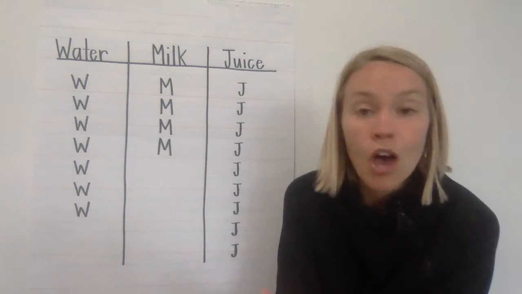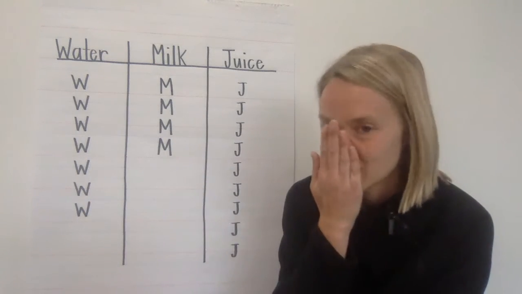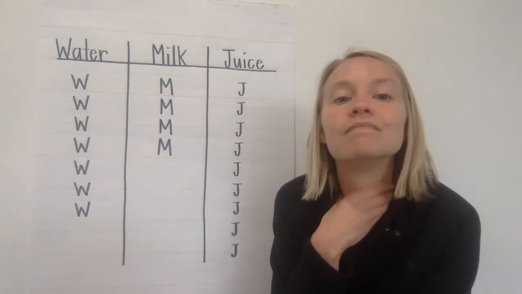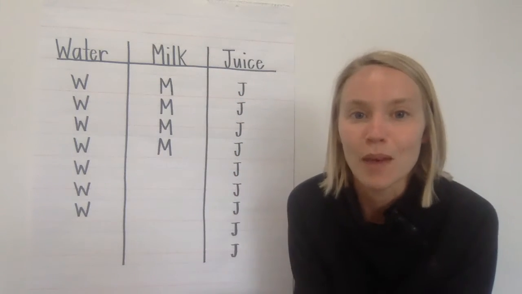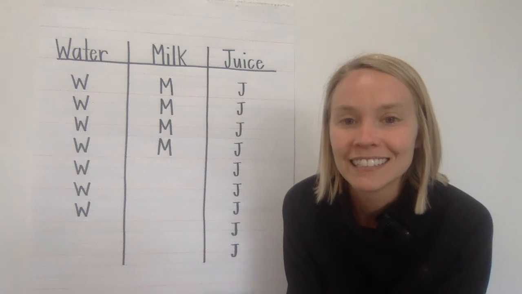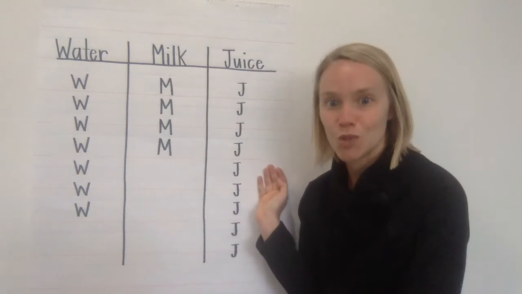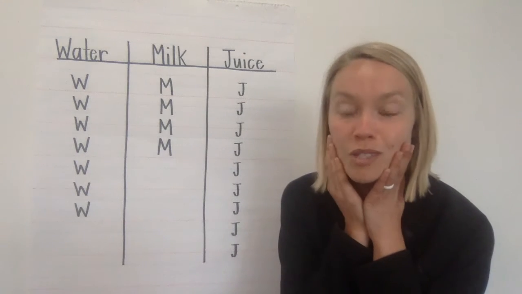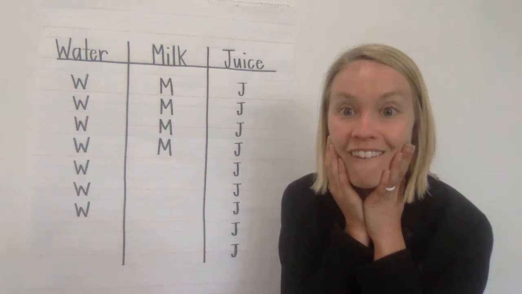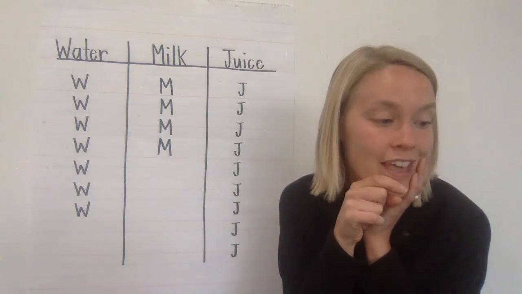Okay, so this is how many friends chose water. Go ahead and count that on your own. Okay, this is how many friends chose milk. Count that. And this is how many friends chose juice. Any kind of juice. It didn't matter what kind, just juice. Okay, cool. So they got three choices and they only could choose one. And this is what they said.